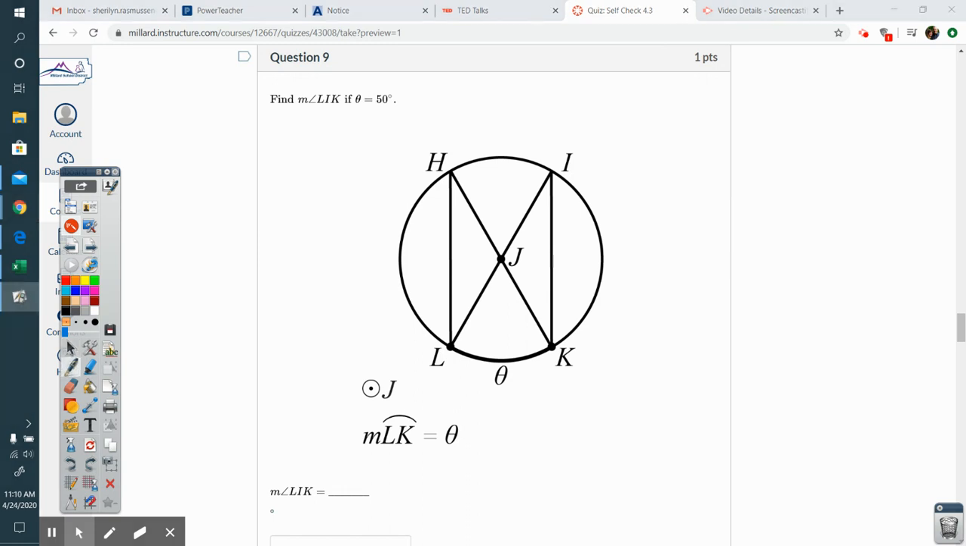Okay. Measure of LIK if this angle here is 50. So this is the same kind of thing. If this is 50, the center point, then it still touches L and K and continues over here. This angle would be half of this, which is 25.